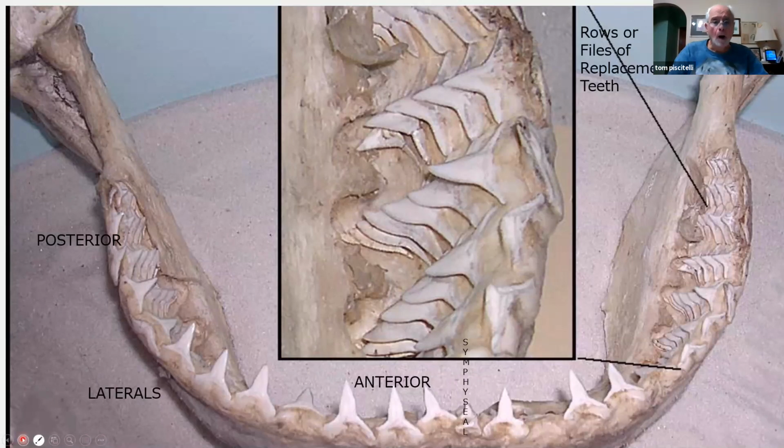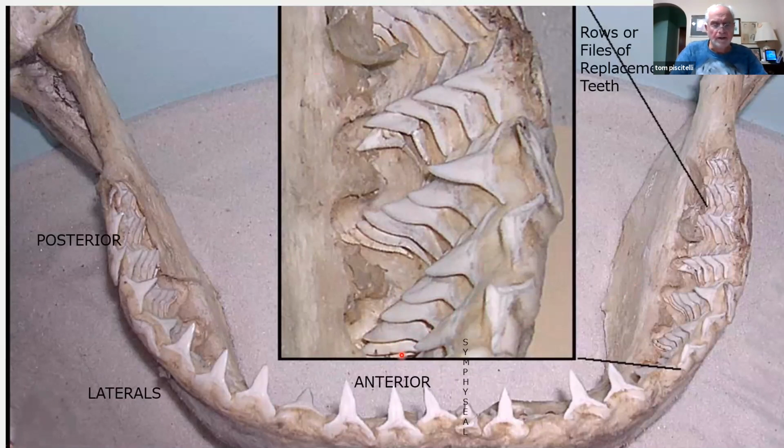This is a picture of a modern shark's jaw. The different tooth positions are shown in this modern shark jaw. There's an inset, and you can see how that is taken from a very small portion of the right-hand side of the shark's jaw. The inset shows the multiple layers or rows of replacement teeth, which can also be called files for each tooth position.